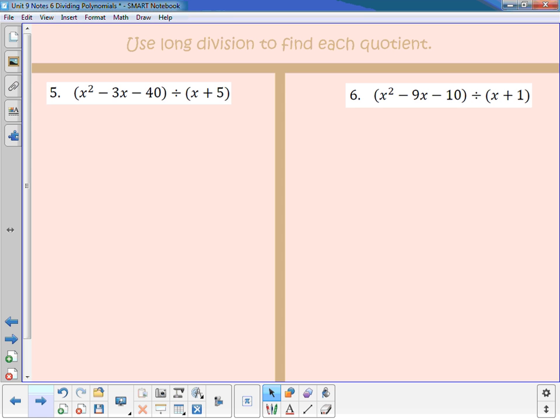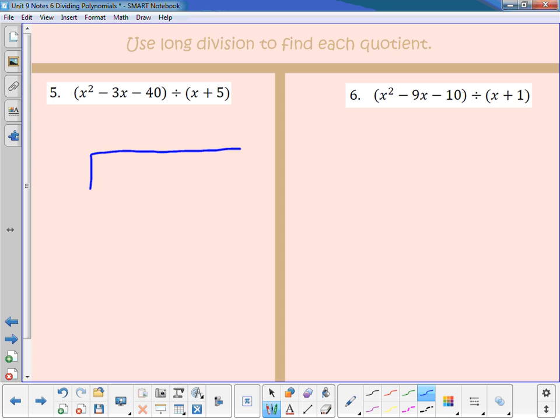So let's try number 5 together. In number 5, now I'm using long division, okay? So I'm going to set up my box. Leave yourself a little bit of space above your box because we know we're going to have to write the quotient up there. So I left a little space.